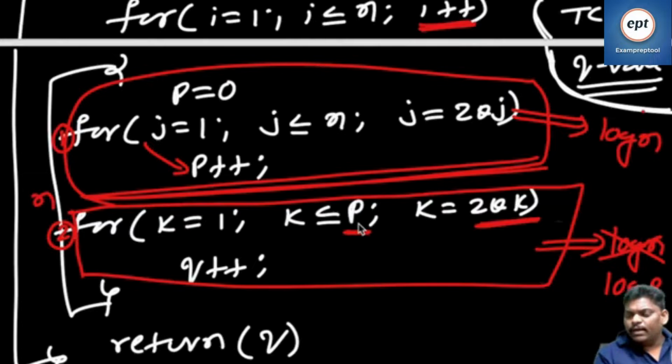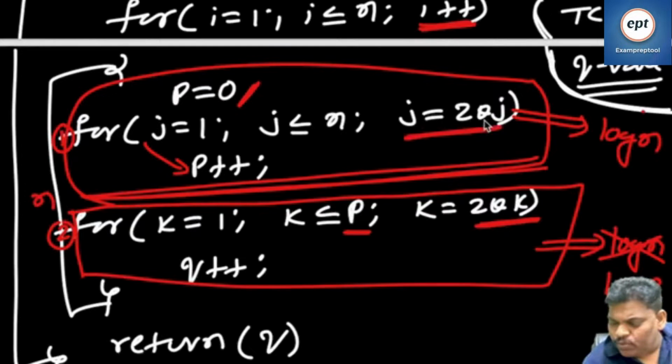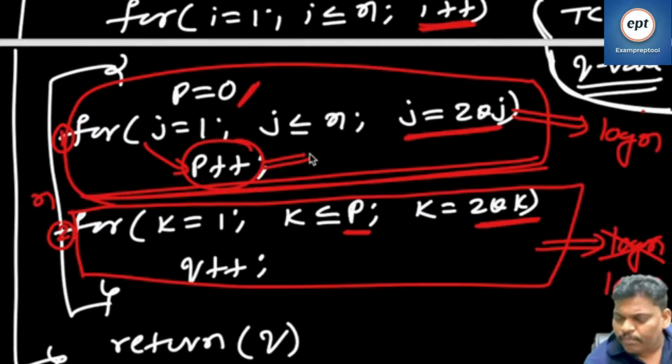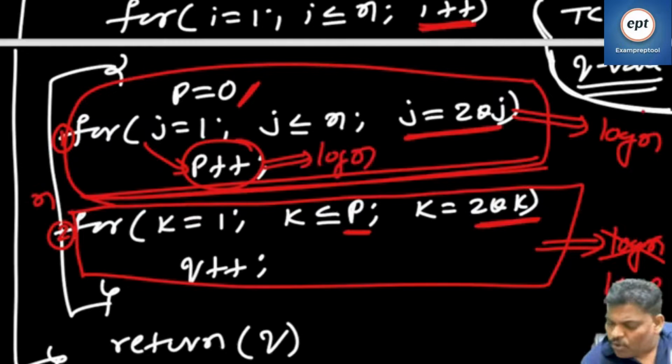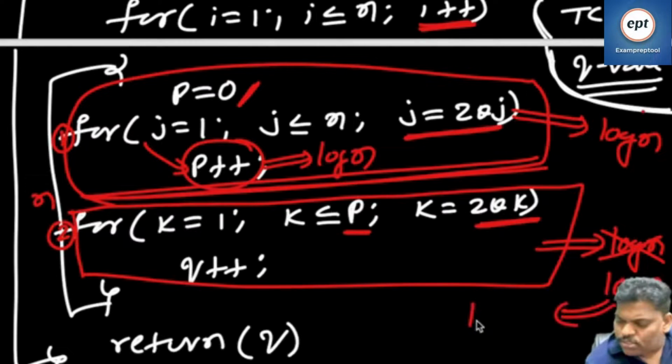Can you help me now? What is the p value? The p value is initially 0. Every time, see this one, j is equal to 2 into j. This goes on for log n times. So the p value becomes log n. So finally, this is going to be log p, where p is log n, log of log n.